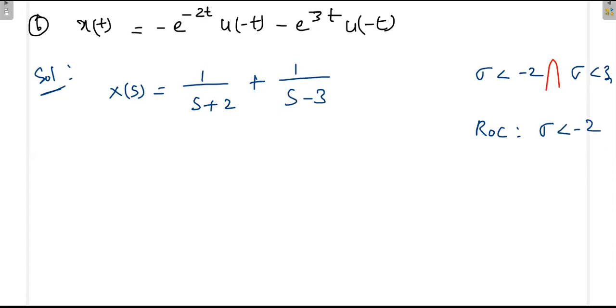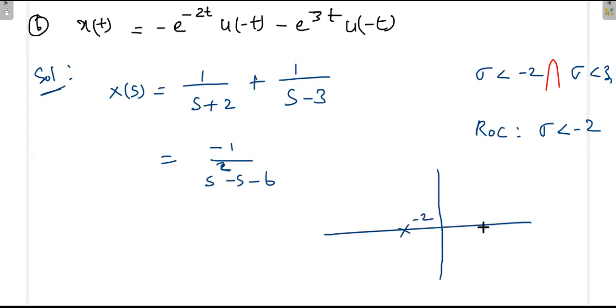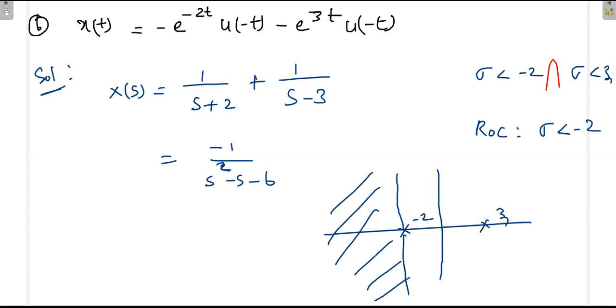Then once you simplify this, you will be getting minus 1 by s square minus s minus 6. Then ROC diagram: this is minus 2, this is 3. Sigma is less than minus 2. So this is the ROC region. Sigma, and this is j omega.